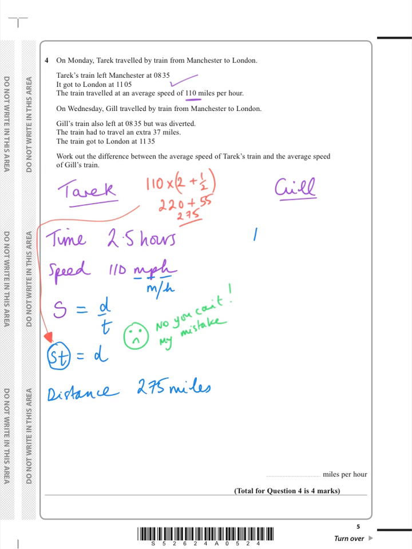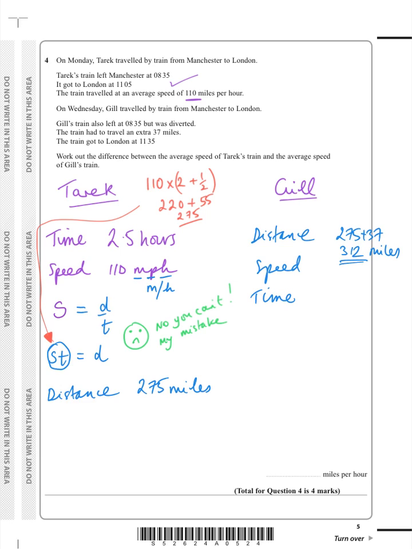Now, I'll just write some of this straight down. So, what can we see first? Well, Jill travelled from Manchester to London again. Jill's train also left at 8:35 but was diverted. The train had to travel an extra 37 miles. So if we do 275 and 37, that will give us 312 miles. So that's important to know.